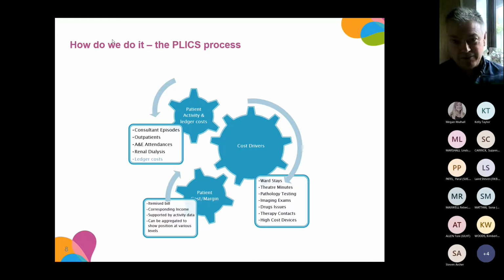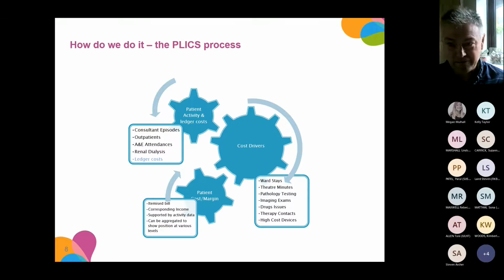So how do we do patient level costing? We take lots of feeds from all over our trust. So we get our PAS system, we get consultant episodes, we'll get an outpatient system, we've got an ED system, and then we get things like all the smaller services, like maybe there'll be a renal dialysis feed. We get the general ledger costs. We take our income from our income system.